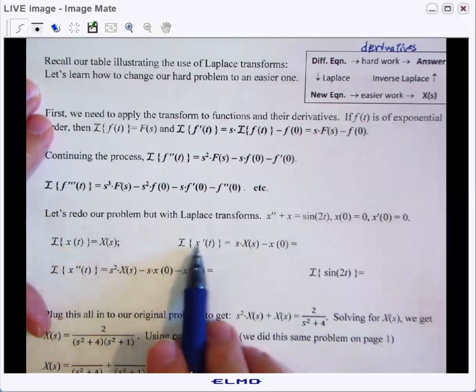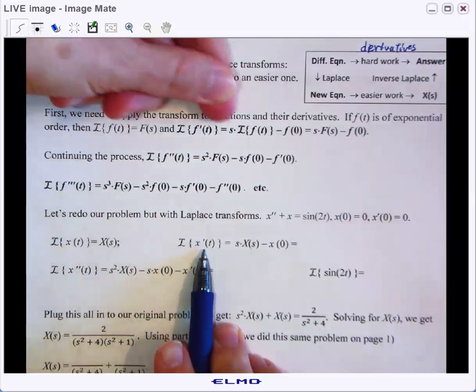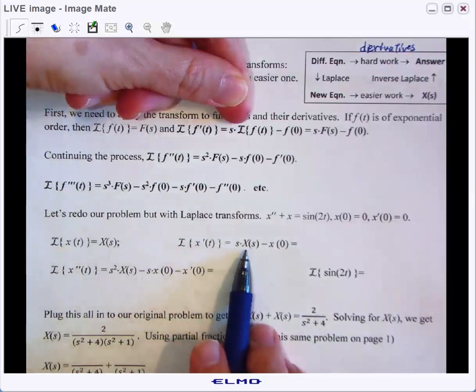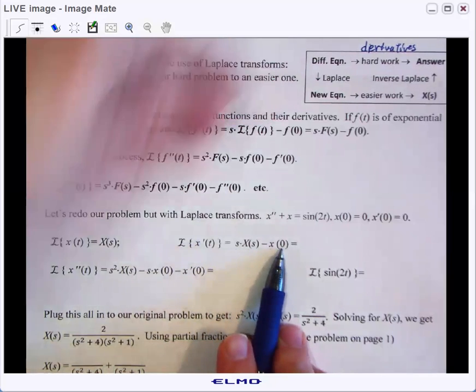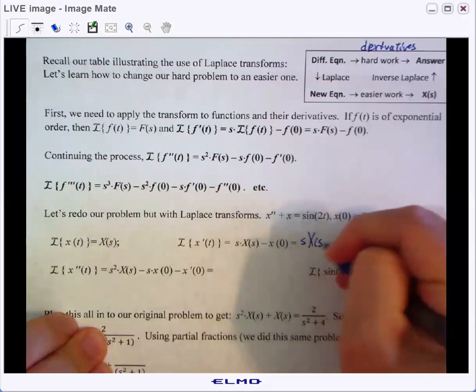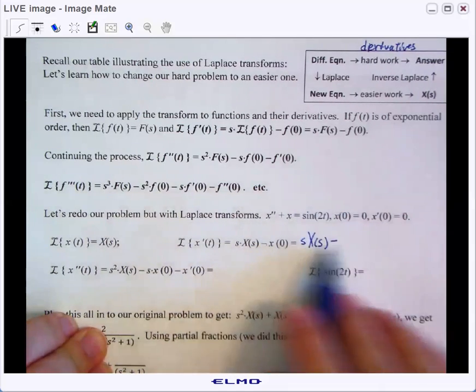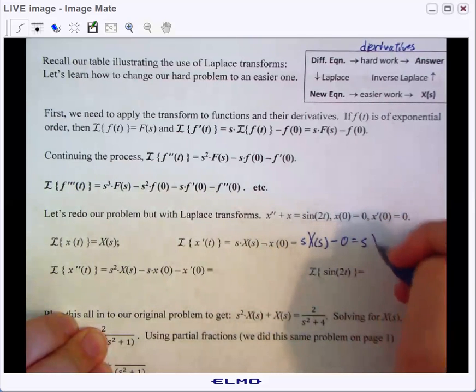The Laplace transform of x prime of t. So we're going to be doing the exact same thing we did here, but instead of calling the function f, we're calling it x. So that's going to be s times cap X of s minus x of 0. So that's going to be s capital X of s minus x of 0, which we know to be 0. So that is simply s times X of s.